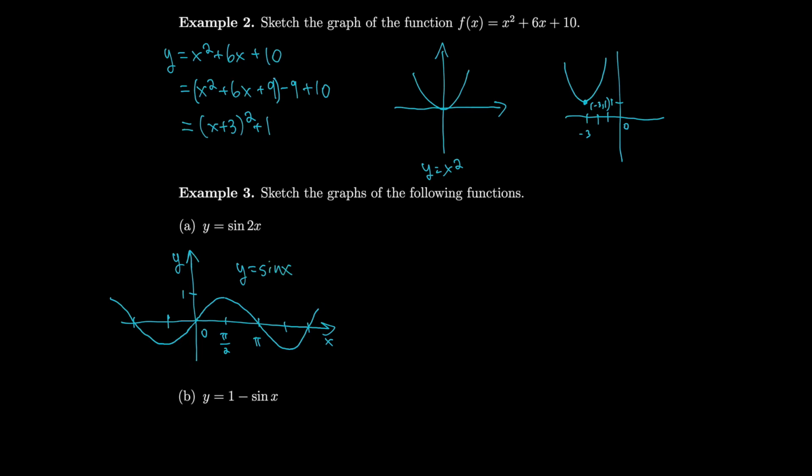In order to get sine 2x, we're going to double inside the function. So that means that we're basically going to compress this thing because x is going to move twice as quickly. So we would expect to get this smushed horizontally. So that means instead of having a max at pi over 2, we now have a max at pi over 4. Instead of going to 0 at pi, we go to 0 even faster at pi over 2.